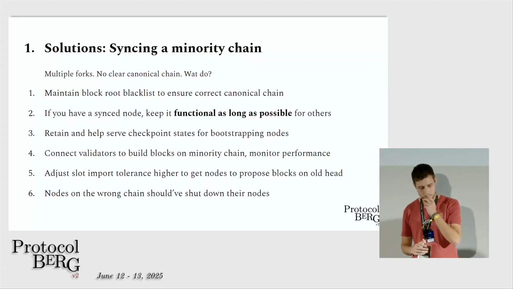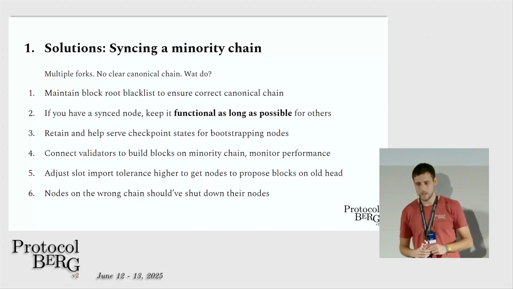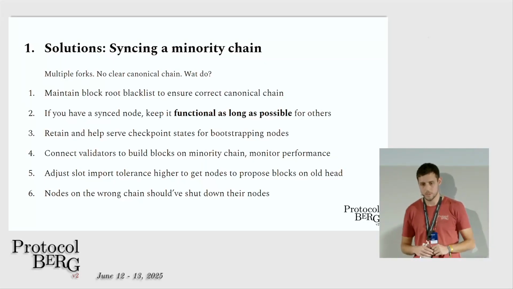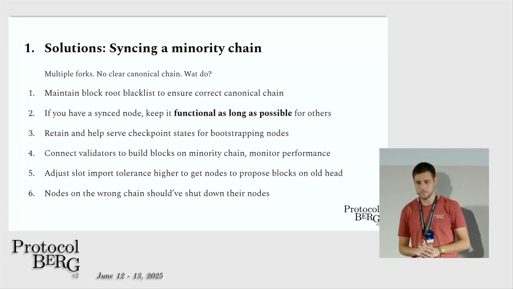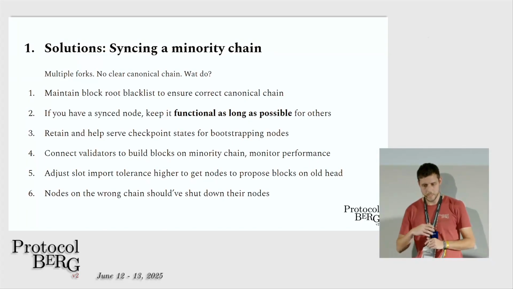So a few solutions we had to come up with here: we needed a way to tell the client that the majority chain, which was invalid, is not the chain we want to follow. So the solution here was just to blacklist the invalid block root, and that way we forced the client to follow the right minority chain.